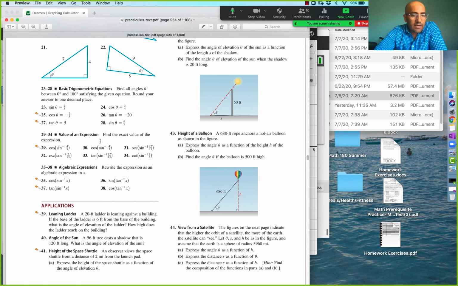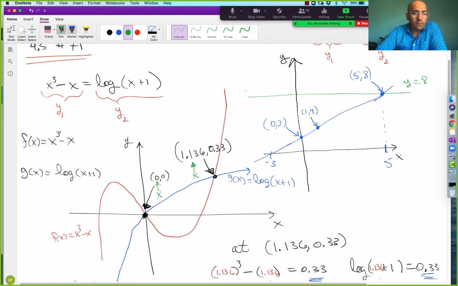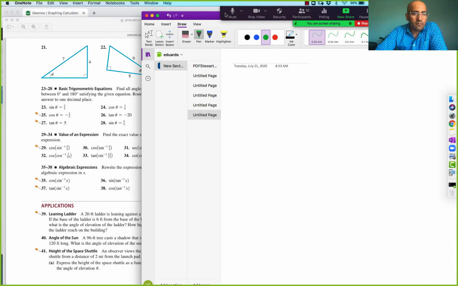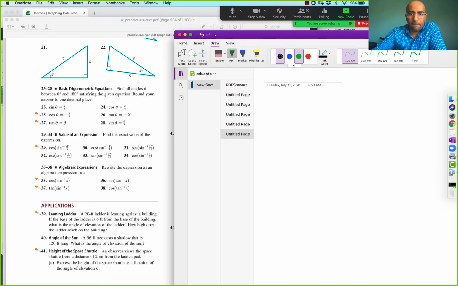Okay, I'll pick one. How about 32? 32 has cosecant of cosine inverse of 7/25. So let's do that one. This is 6.4, number 32. And we have cosecant of cosine inverse of 7/25.